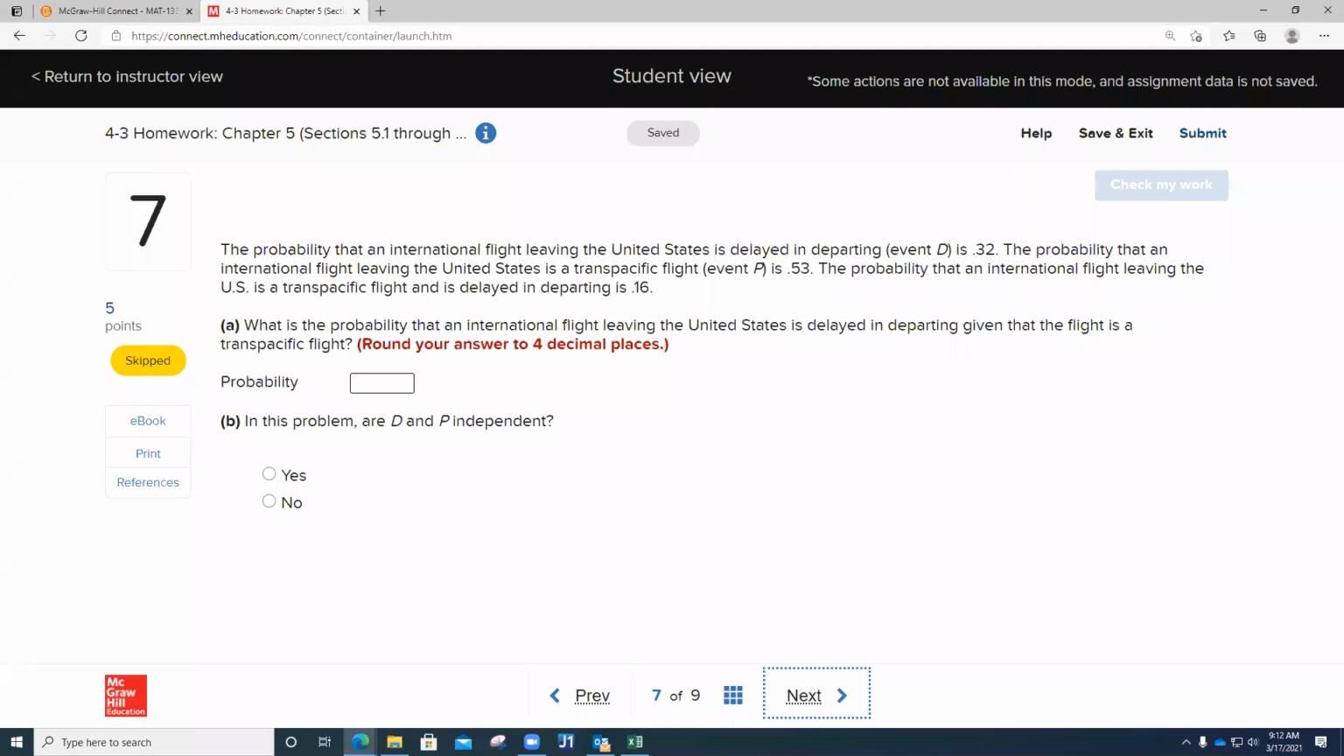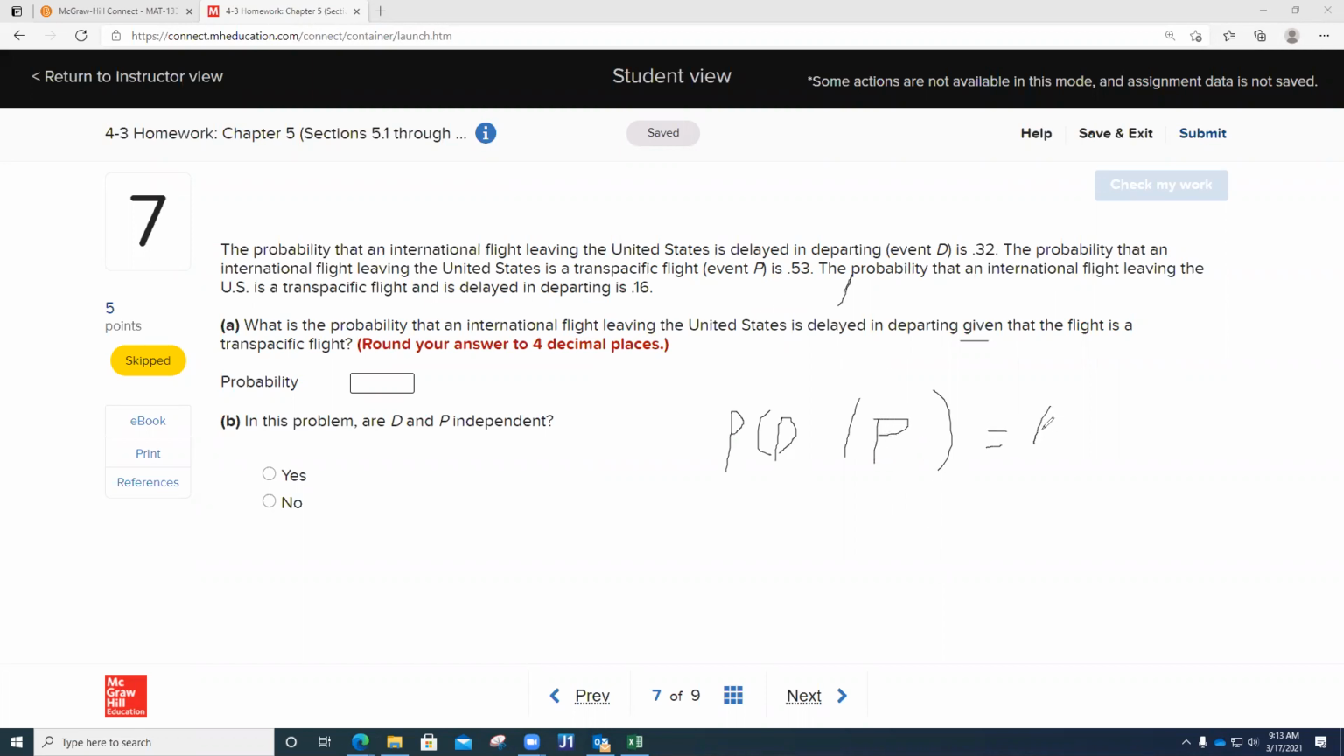So this is a given one. So the formula for given, and how I know it's a given is because it has the lovely word given in it. The way you read this, where is it? Given is right here, right? So that is like this little line right here. So what is the probability of the flight leaving the US being delayed, so that is D, given the flight is P, so this is D given P.